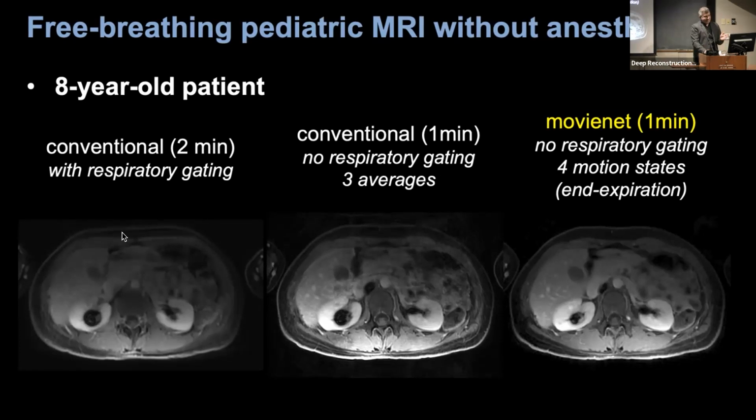And so this is the traditional scan with 2 minutes with respiratory gating. So this is kind of image quality. Another thing that they also tried was to do 3 averages, no respiratory gating, but with this kind of image quality. And this is movienet. So where we can get much better image quality in only 1 minute of acquisition. So in this case, the patient was able to do it without any anesthesia.